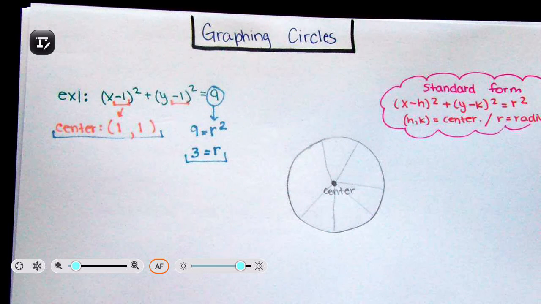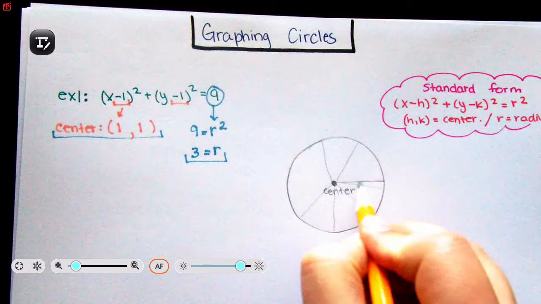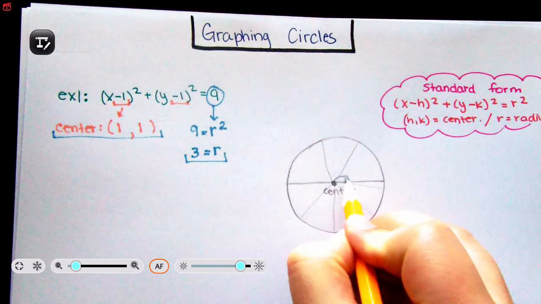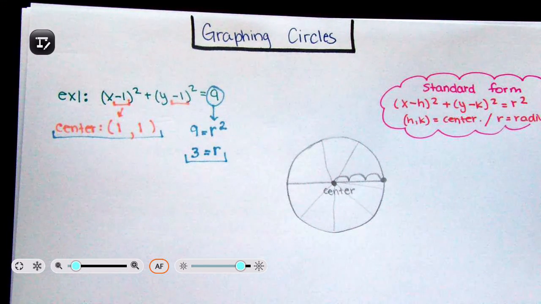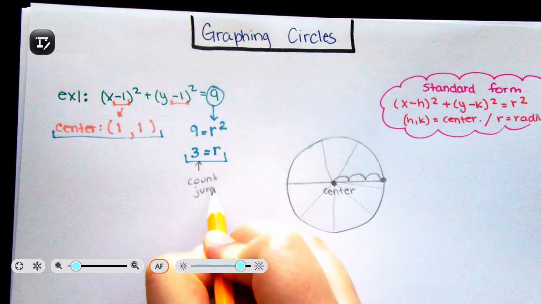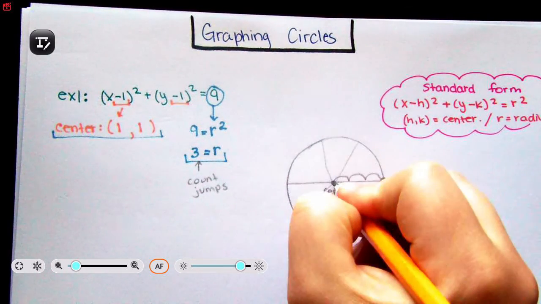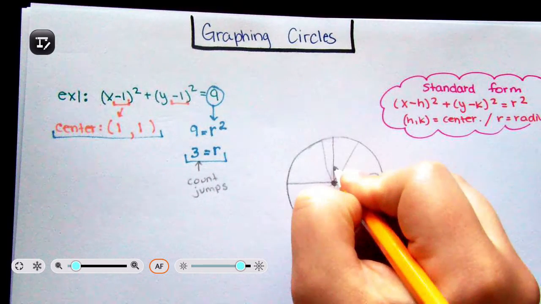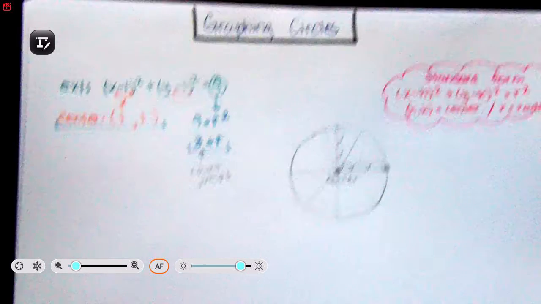So when you say the radius distance is 3, what I recommend is choose a place where you can count jumps. It's much easier to just count the jumps than doing it a different way, but I will show you the other way as well. Okay, so let's now graph.